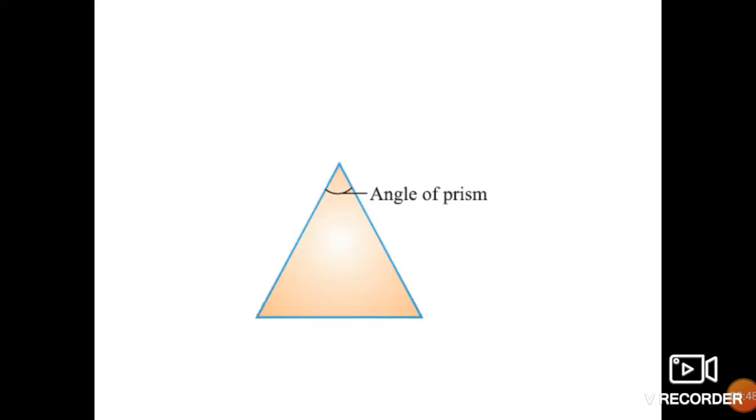Here you can see the angle of prism. The angle between two adjoining lateral surfaces of a prism is called the angle of prism.